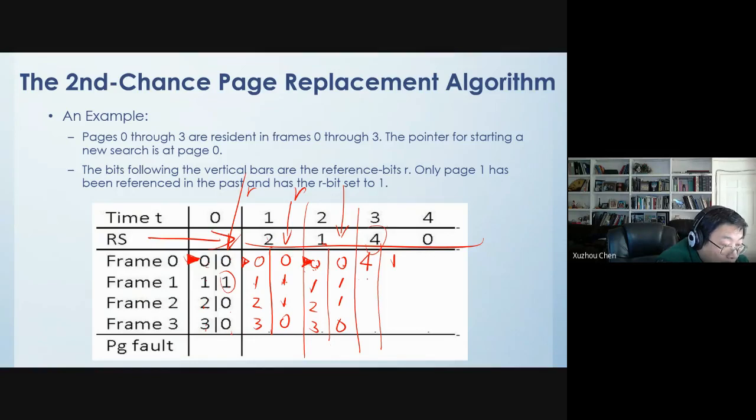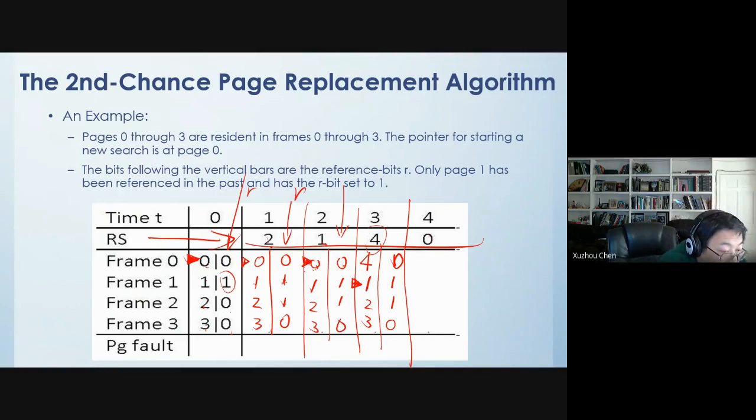And then page 1 stays, but the arrow is going to point to the next one. So it's 1, 1, 0. Oh, I think I put a 0, but because we don't count the initial one. So it's 4, 2, 3.